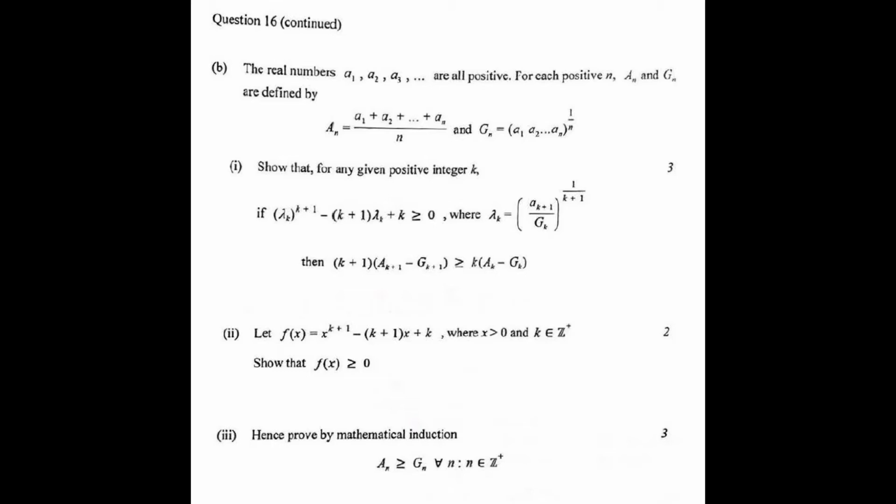So you can see how these items are linked and leading somewhere, which is eventually going to be part 3, where we're asked to prove the AM-GM inequality. But we'll get to part 3 eventually. For now, let's just focus on part 2. So let's take a look.